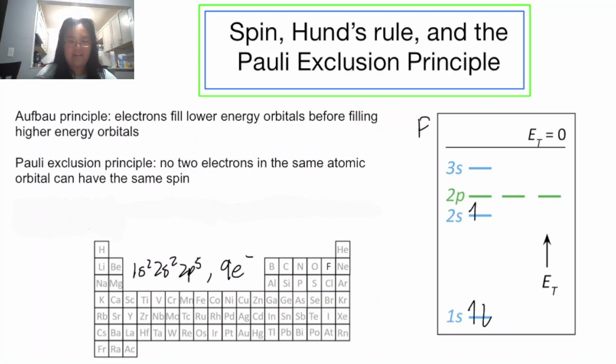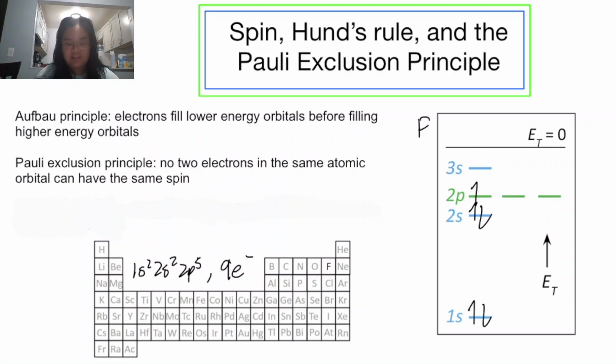Technically it could be a down arrow too, we just typically draw the first electron in an orbital as an up arrow. Now let's enter our fourth electron. We know it's going to want to enter the lowest energy orbital, which is 2s, and we know from the Pauli exclusion principle it has to be a down arrow. Now let's enter our fifth electron. We can see that the 1s and 2s orbitals are both full, so the fifth electron has to go in the 2p orbital.